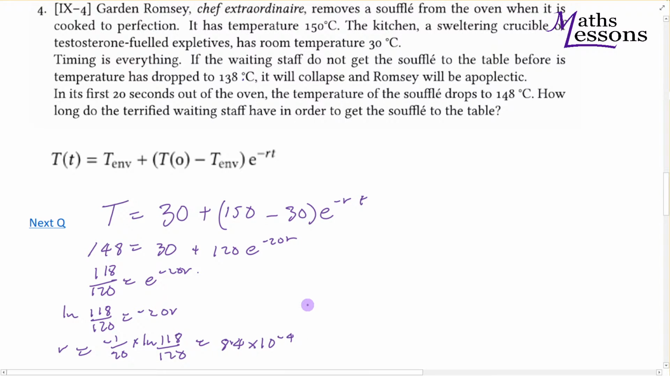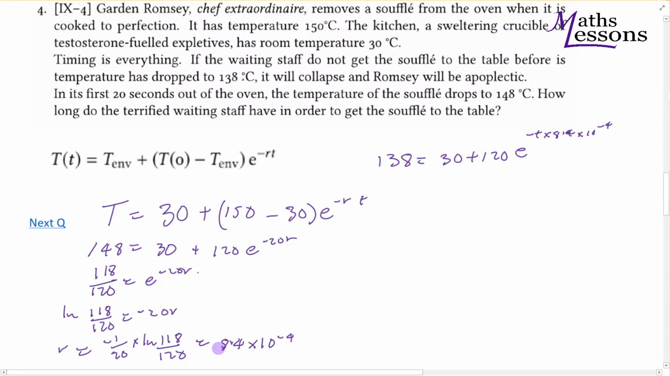So what we're going to do is now put all of that into our question to see how long we have to get this souffle to the table. We know that 138 is the temperature we must get it to the table by, and we know we're going to get 30 plus 120e. Now we know what r is: we've got minus t times 8.4 times 10 to the minus 4 up here.